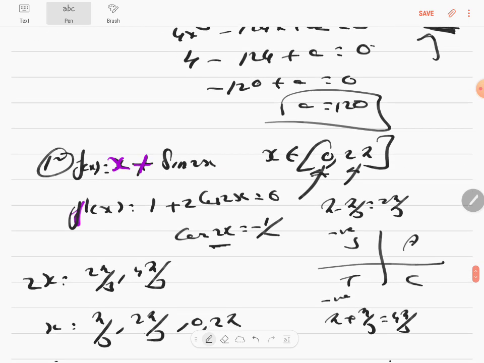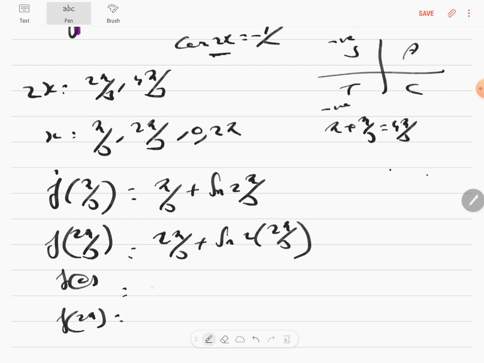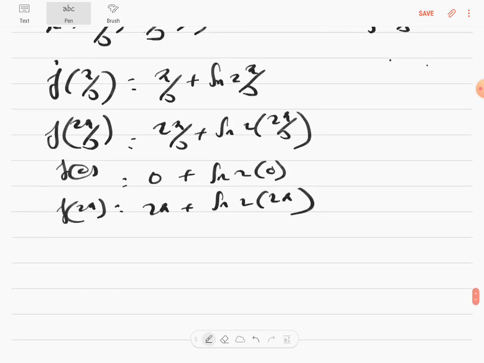What is the question? x plus sine 2x. x plus sine 2 pi by 3. x plus sine 2 into 2 pi by 3. x plus sine 2 into 0. x plus sine 2 into 2 pi. Then find the answers and see which corresponds to your maxima and which corresponds to your minima. Are you clear? So can I go to the next sum? The next question. This is sum number 12. Sum number 13.